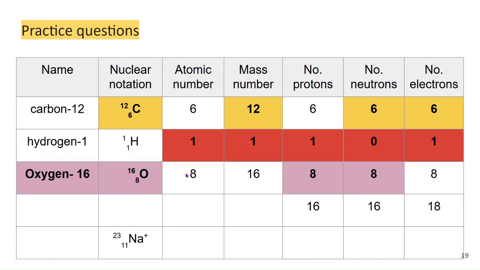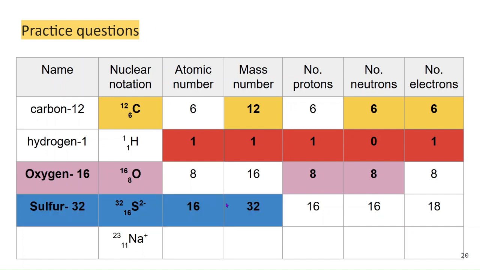This next one we can figure out because we know the atomic number is 8, so we can look at the periodic table. That is going to be oxygen. Because we know the mass number, we can write down our nuclear notation. 8 protons, 16 is the mass number. Mass number minus protons, which is the atomic number, is 8, right?